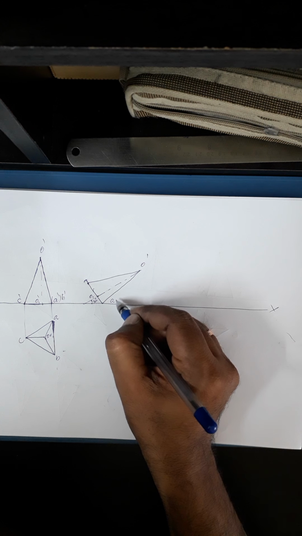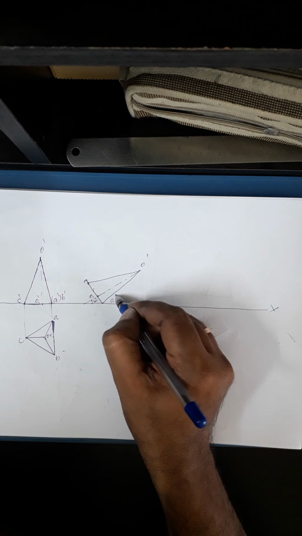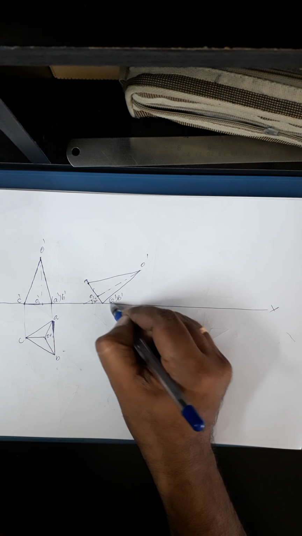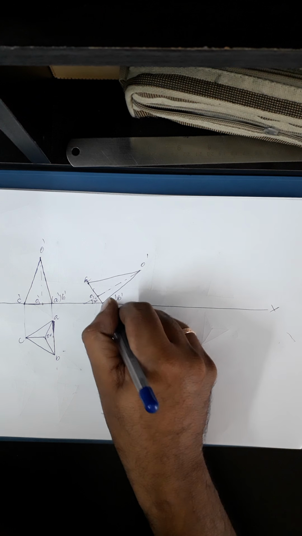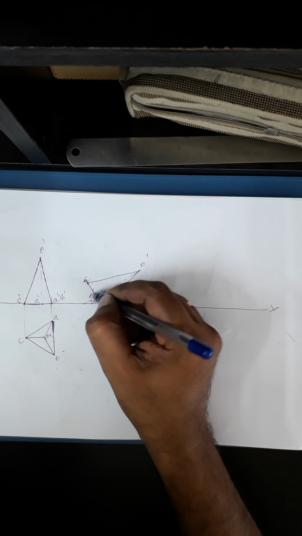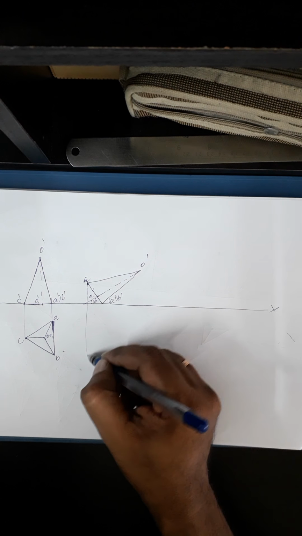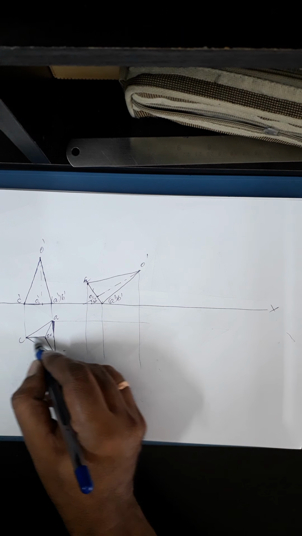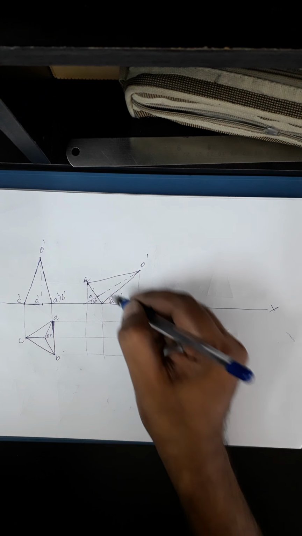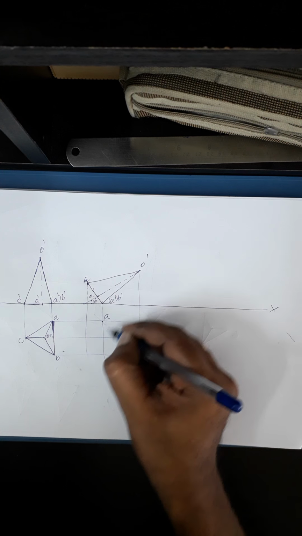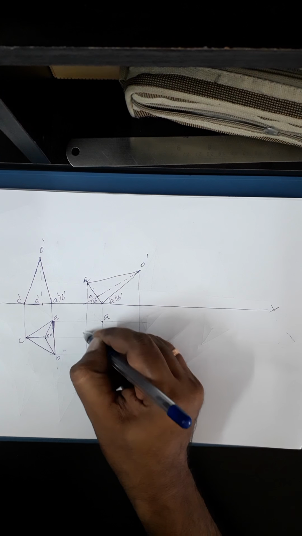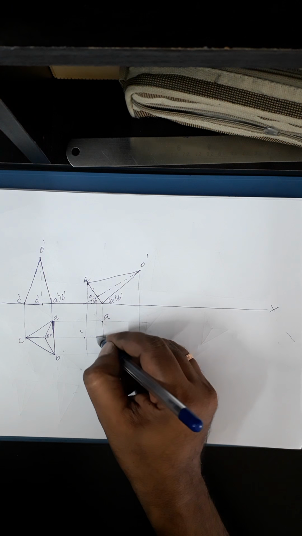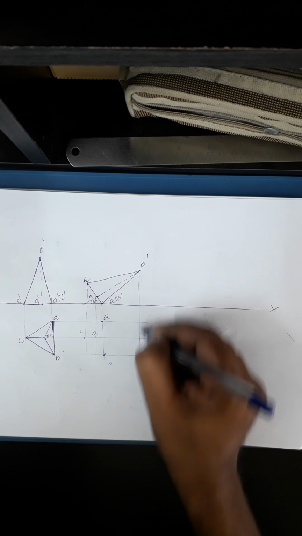So this is A dash and B dash. A dash, B dash is nothing but the base edge which is now resting on HP. So in this position, just project this, draw the locus. Look at the point A, this is B, this is C, and even the O I can just project, because we require that O1, and also this is O.